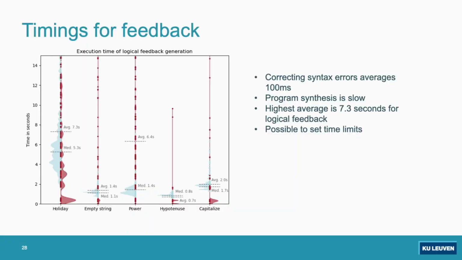Okay, so this seems to work quite well, but is it fast enough to use in class? Let's have a look. We can give feedback in 2 steps. The first step fixes syntax errors, which can be done quickly and takes on average 100 milliseconds. The feedback on syntax can then already be given.